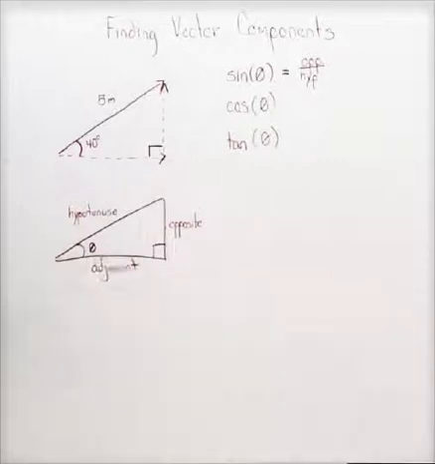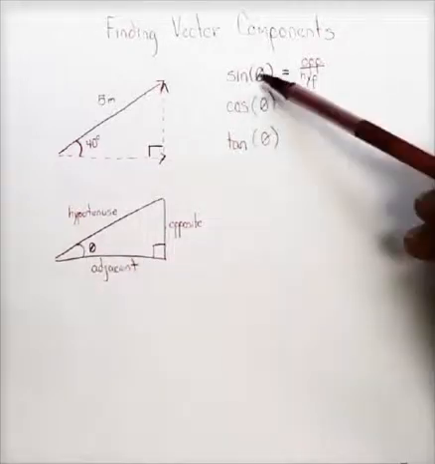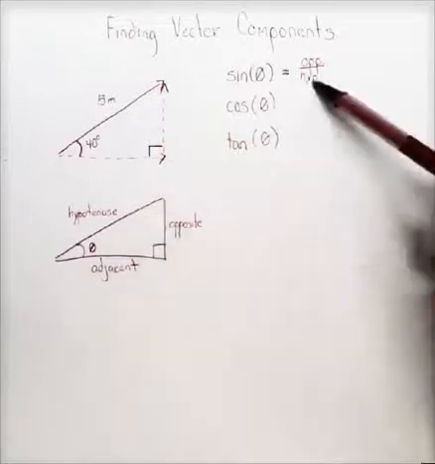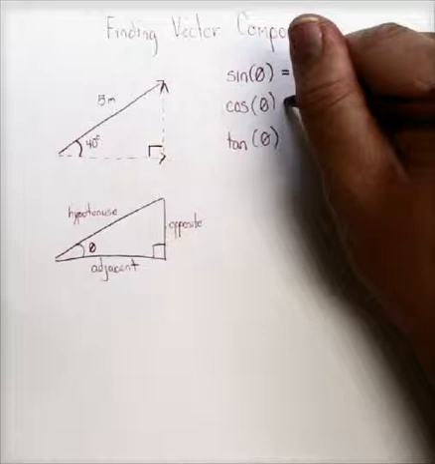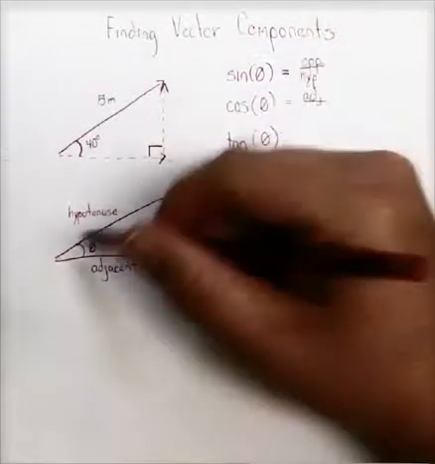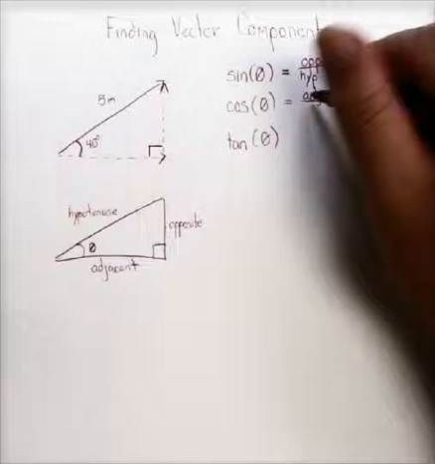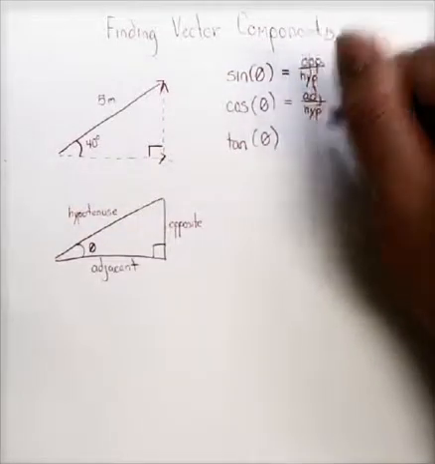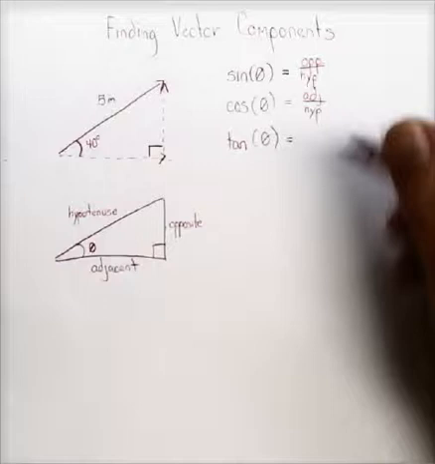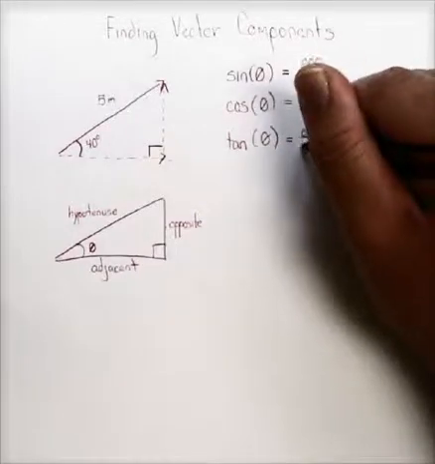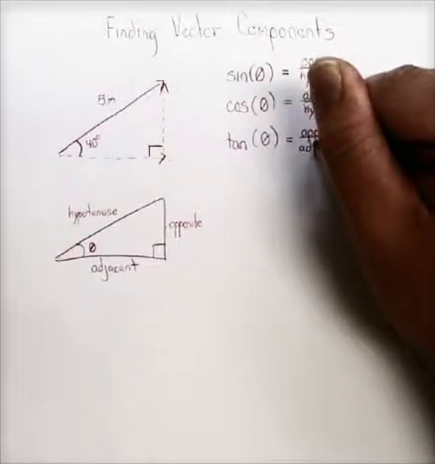So the sine of theta is equal to the length of the opposite side divided by the length of the hypotenuse. The cosine function, so cosine of whatever angle, is equal to the length of the adjacent side divided by the length of the hypotenuse. And for the tangent function, it's the opposite side divided by the adjacent side.